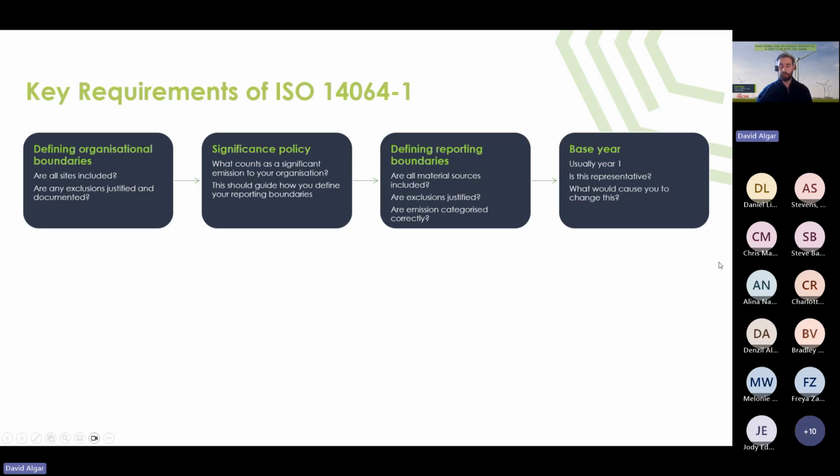There's also the fact that companies are growing. So if you're acquiring new sites over time, you may want to think about a new base year. That being said, obviously, you still need to get to net zero by 2050.